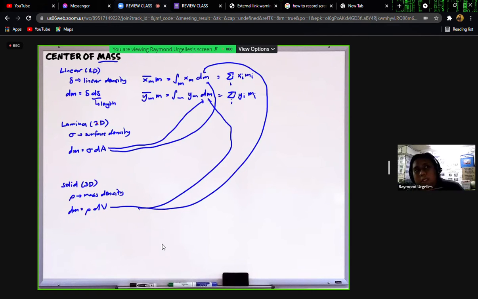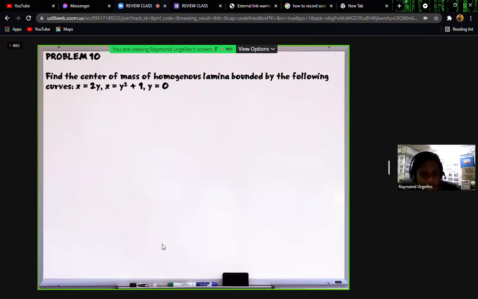So pag sinabi nating lamina, ano to? Usually this is a plate, kaya area lang yung kino-consider natin. Isipin siya parang sobrang nipis na plate. Meron tayong certain area, tapos yung thickness niya sobrang nipis, na hindi na natin kino-consider or hindi na importante yung pagkaka-distribute ng mass natin sa thickness niya. Mas importante yung sa area. So let's try an example.